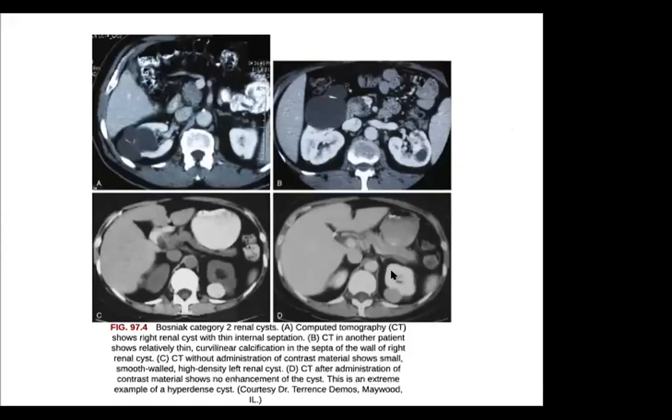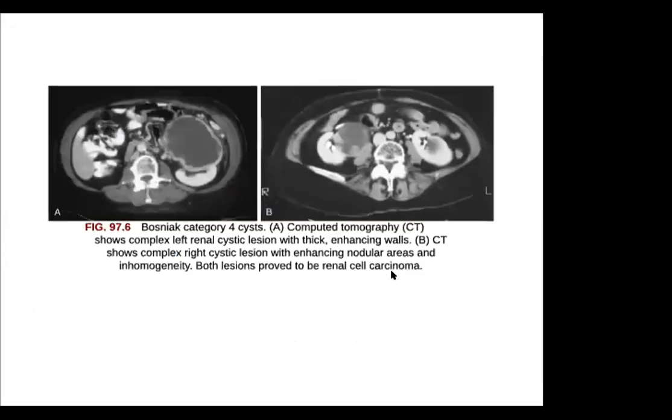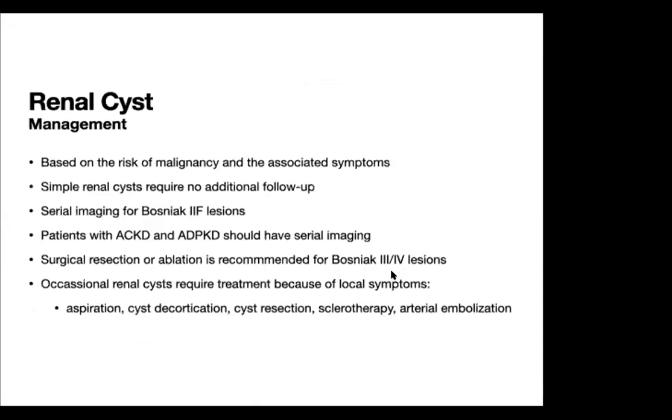So these are CT scan images of Bosniak 2 renal cysts. Over here are Bosniak 3 cysts, which have thick irregular septae and inhomogeneous character. And here are your Bosniak 4 cysts with enhancing nodular areas and inhomogeneity. So for the management of renal cysts, it is based on the risk for malignancy and the associated symptoms.